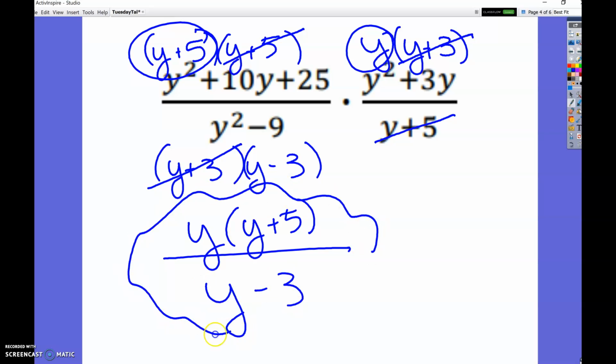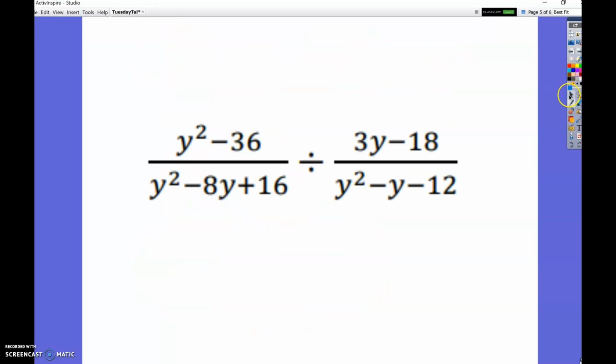And there you have it. Once you factor and cancel, multiplication's so much easier. You don't have to worry about negative signs. You don't have to distribute. Super easy. All right, division.